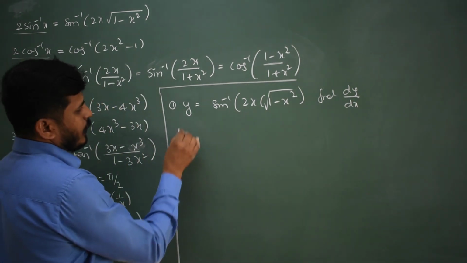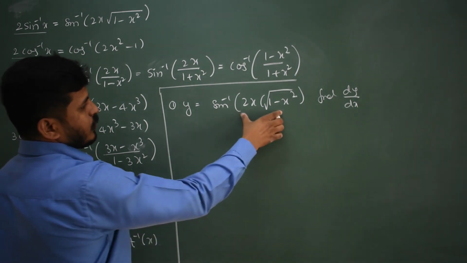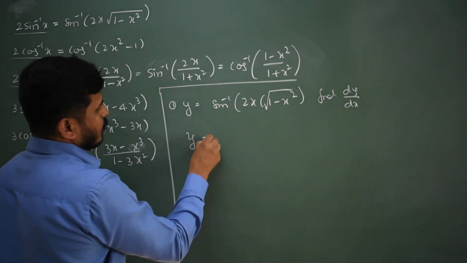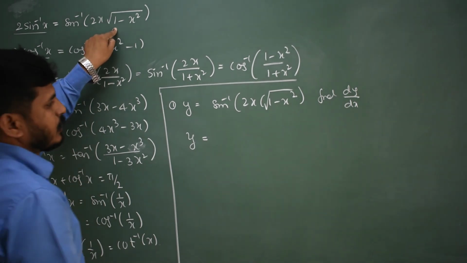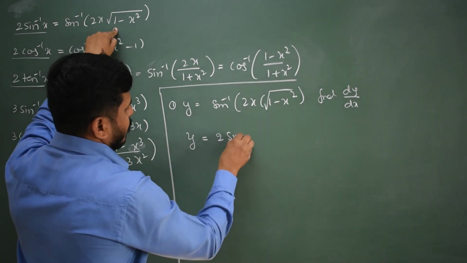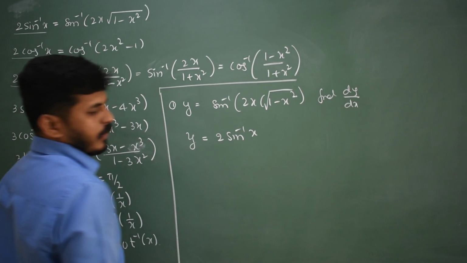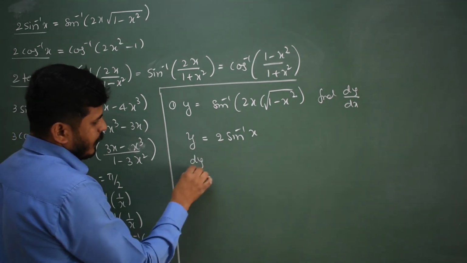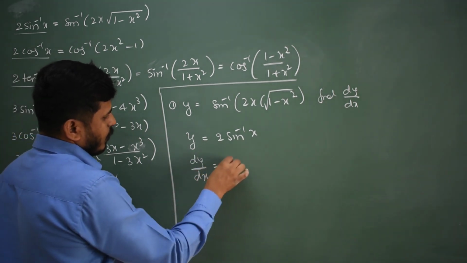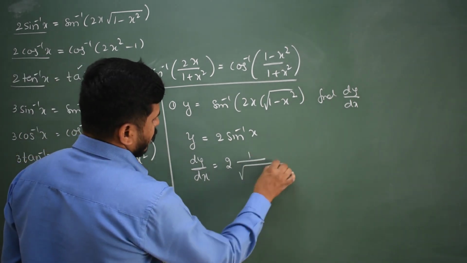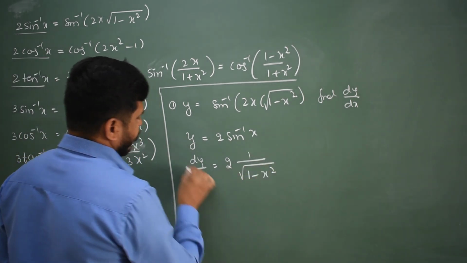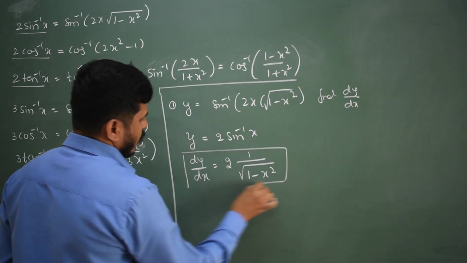Now dy by dx, before that I will make use of this formula. y is equal to sin inverse of 2x into root of 1 minus x square. This is the 2 sin inverse x formula. Now dy by dx is equal to 2 into the differentiation of sin inverse x, which is 1 by root of 1 minus x square. That's it. If you know the formula, it is a one step answer.